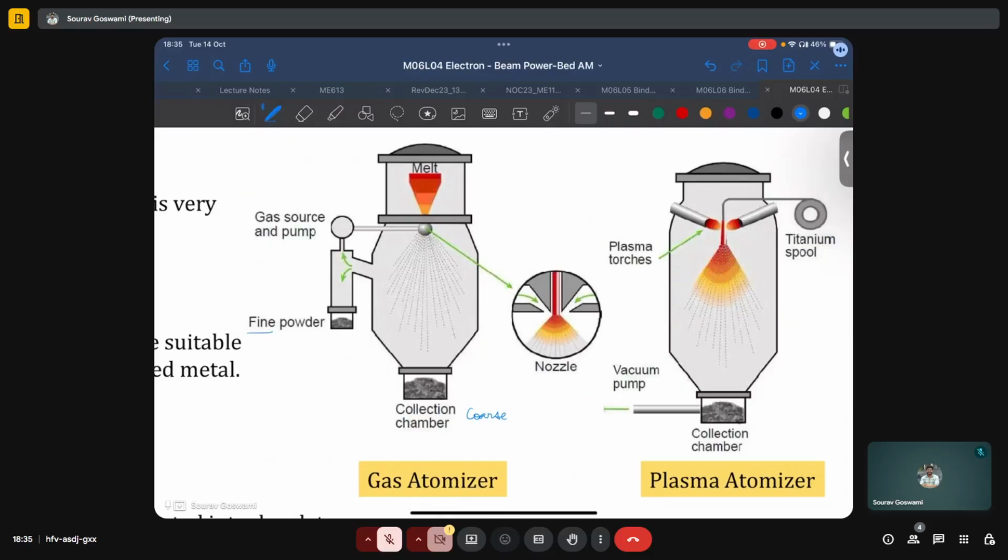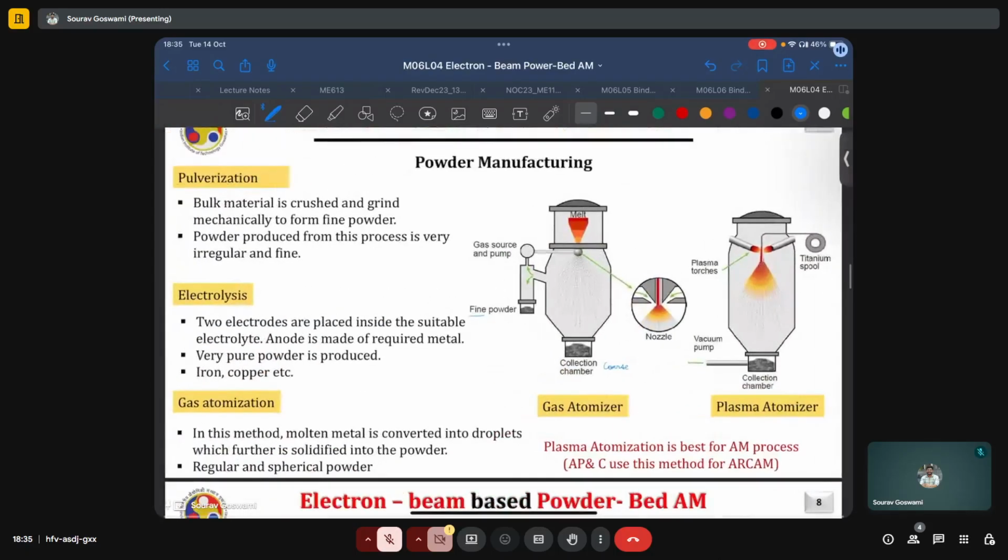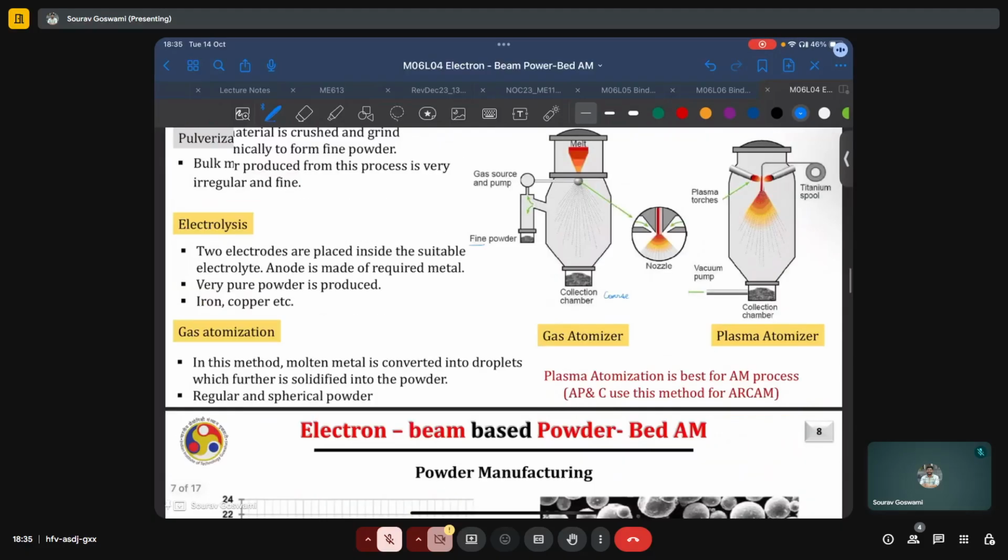The powders which are manufactured using plasma atomization are of the highest quality and tend to have the highest sphericity and good mechanical properties when built into parts. It's also stated here that plasma atomization is best for the additive manufacturing process. And typically, it's the same feedstock, or the same process used for generating feedstock, that is used by RCAM as well.